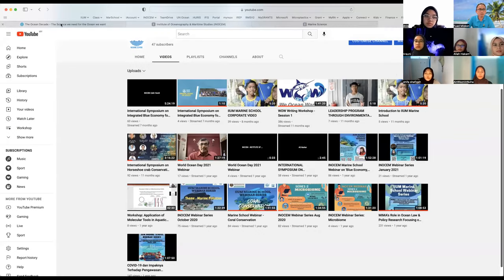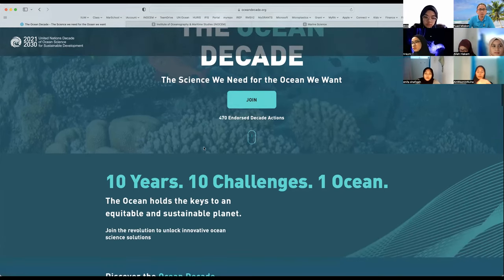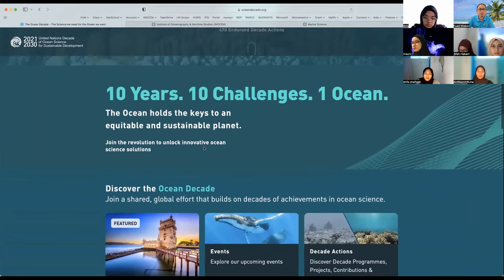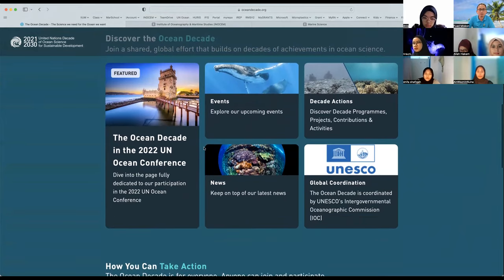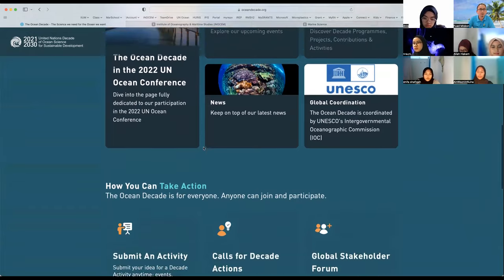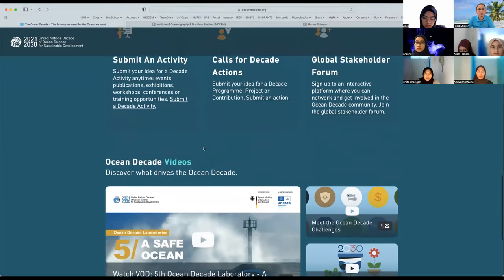in terms of global movement, the United Nations has started an Ocean Decade, from 2021 to 2030. Within these 10 years, the United Nations has urged all nations to focus on repairing our oceans. So hopefully we can reach that objective as fast as we can within these 10 years. You can go to their website and navigate and view lots of things embedded inside. Lots of activities, lots of news, lots of global coordination has been shared here.